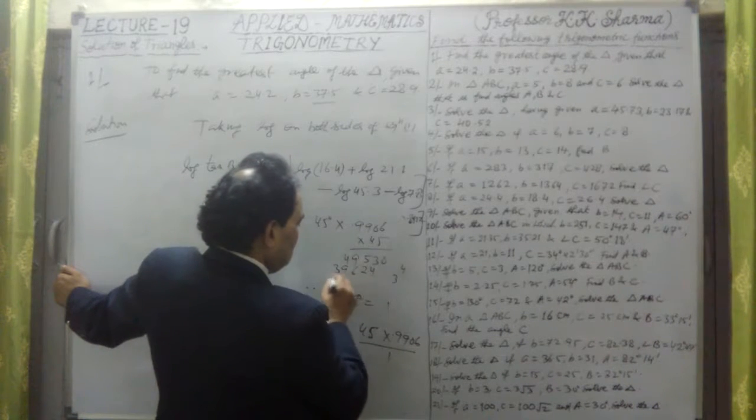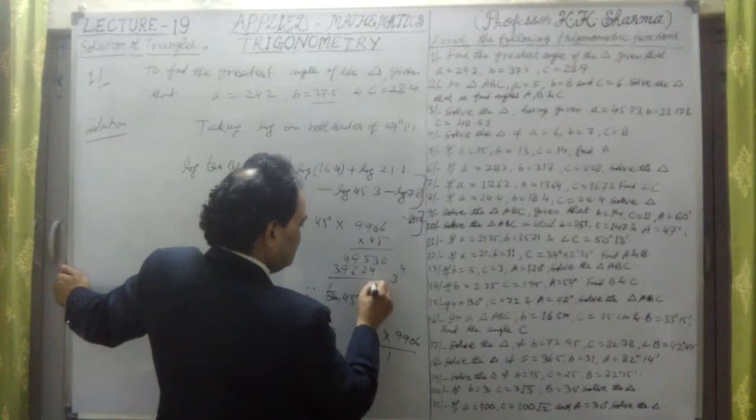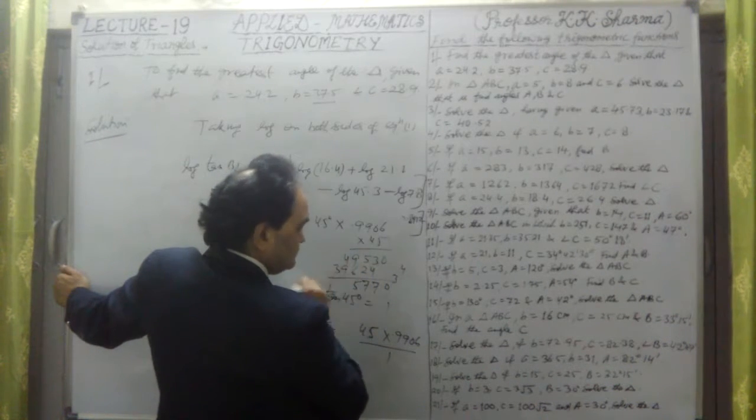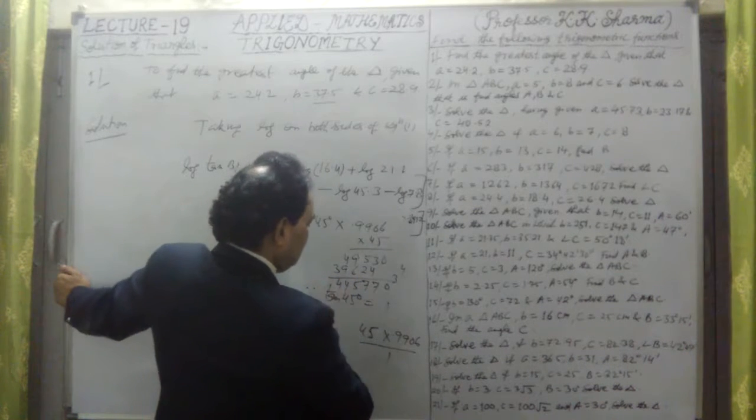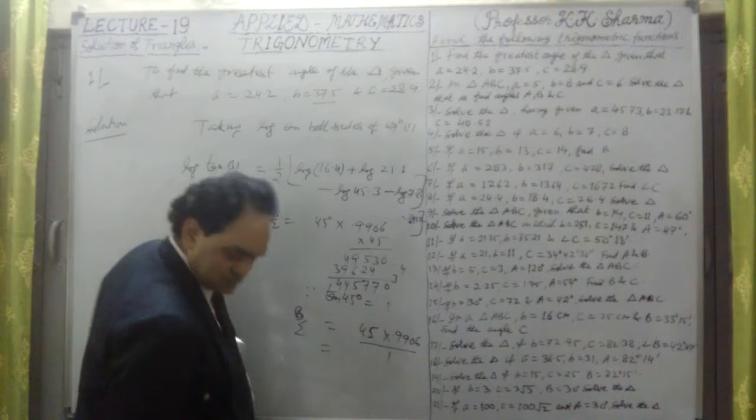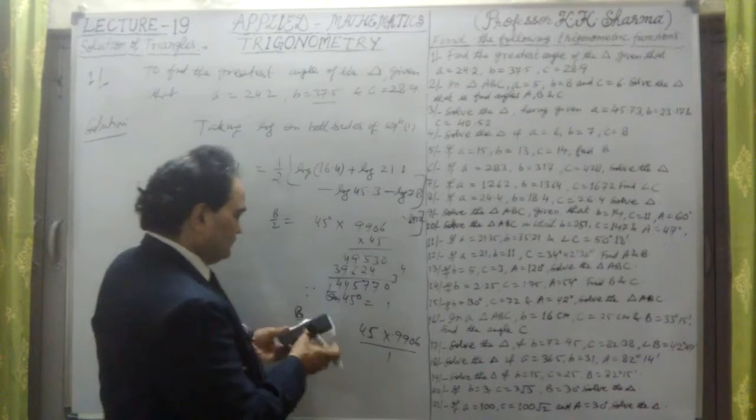Alright, this is the final 0, 7. We have to add them. 7, 9, 6, 15, 1 carry. 9 plus 4, 13, 1, 14. And this is 4 here. So 44 degree. It comes out to be 44 degree.